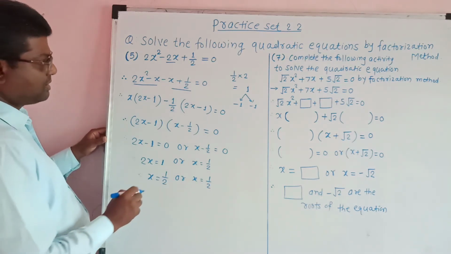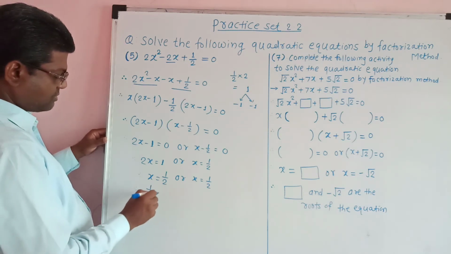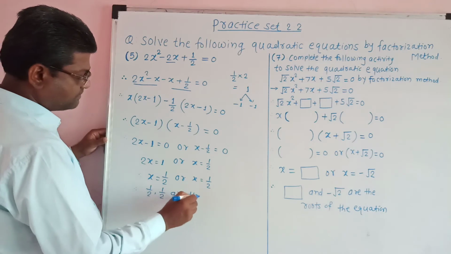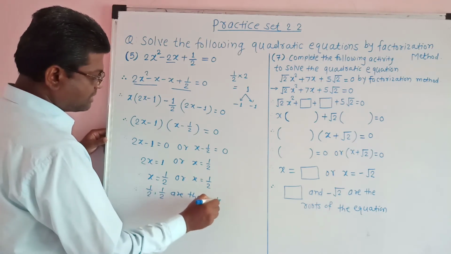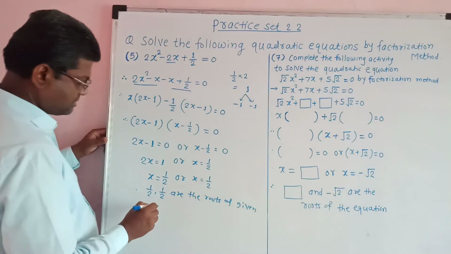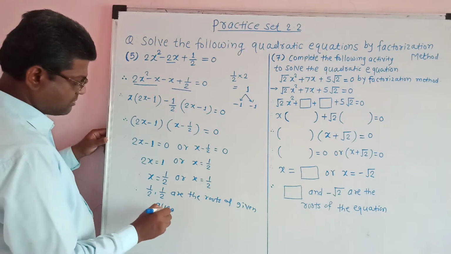Therefore 1 upon 2, comma, 1 upon 2 are the roots of the given quadratic equation.